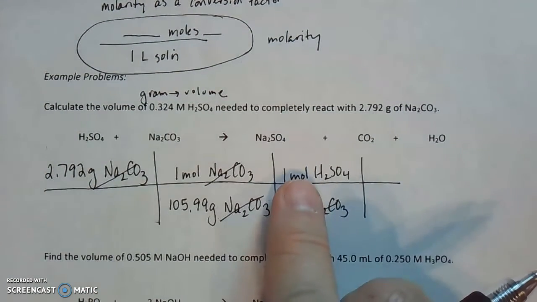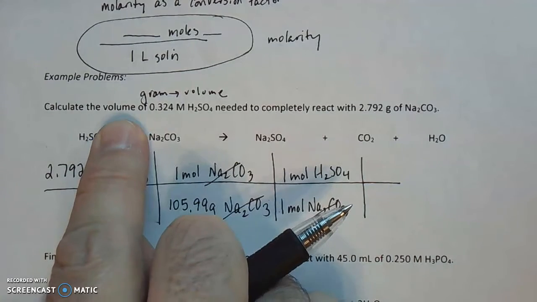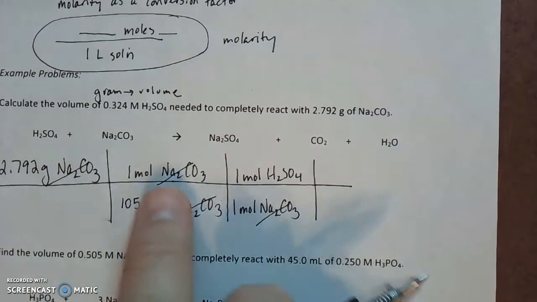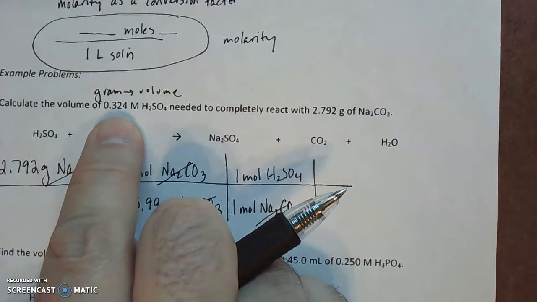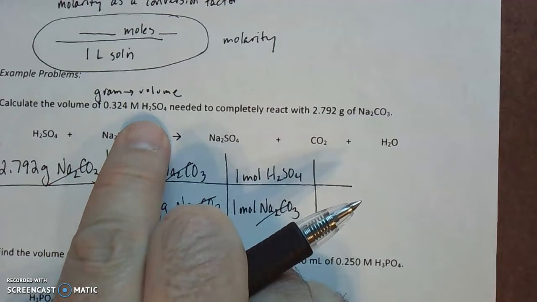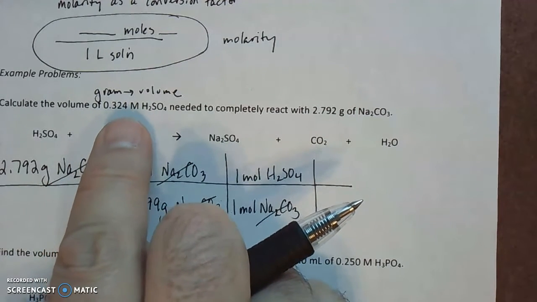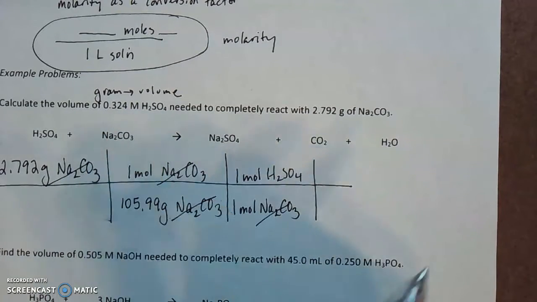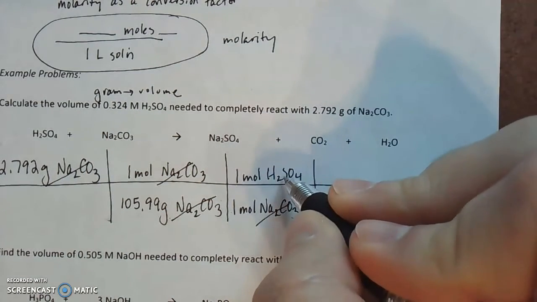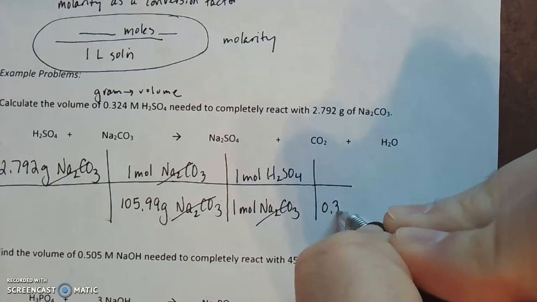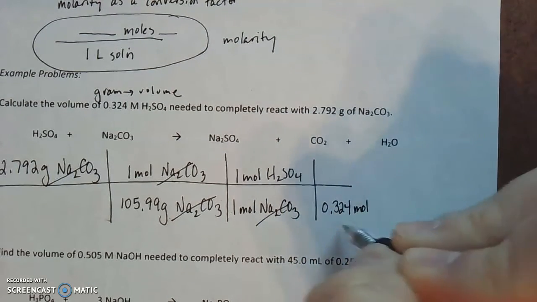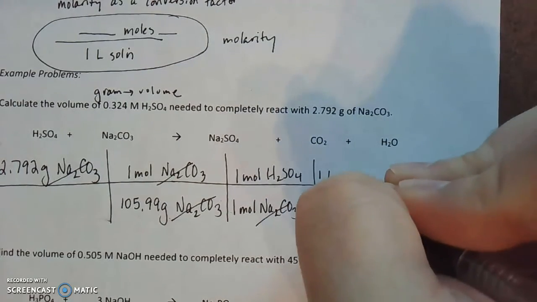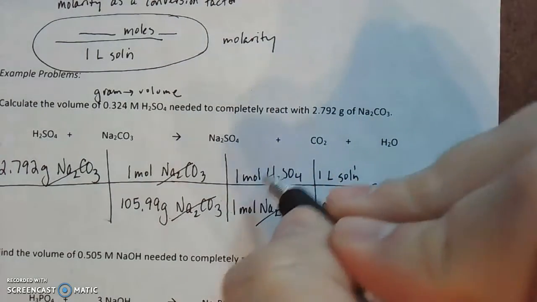If we stopped here, we'd be in moles, but we want to know volume. And we're given a molarity. So this is our new step. Well, 0.324 molar H2SO4 means that we have 0.324 moles of H2SO4 in 1 liter of solution. So moles are here, so I'm going to put my 0.324 moles of H2SO4 on the bottom so it cancels out, and 1 liter of solution on top.